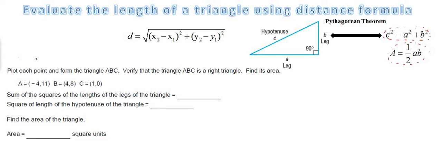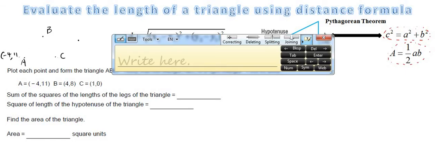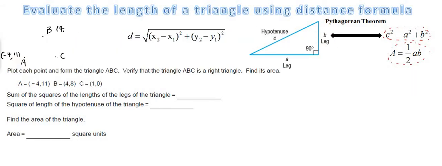Here we have 3 points. We can roughly draw the points, A and B and C. For example, A is here, and we know A's coordinate is (-4, 11). B is (4, 8), and C is (1, 0). So we connect the points, and we have a triangle with 3 sides.